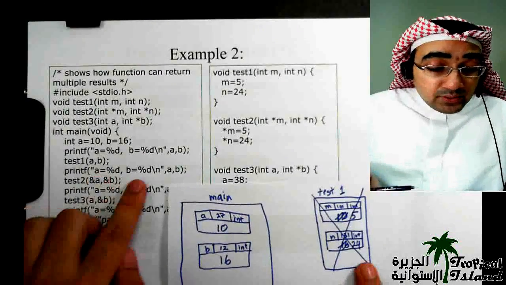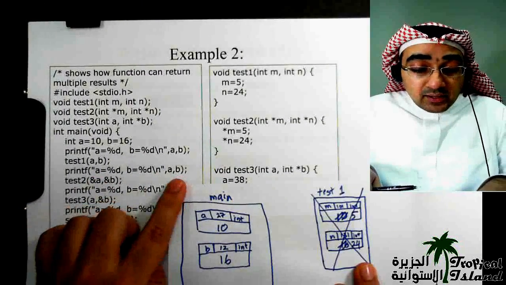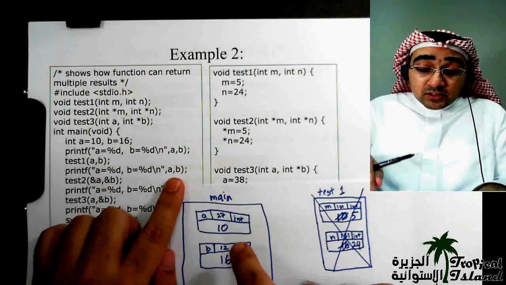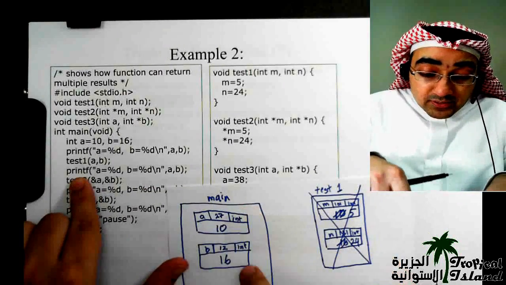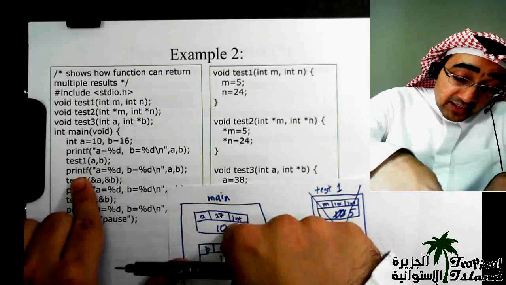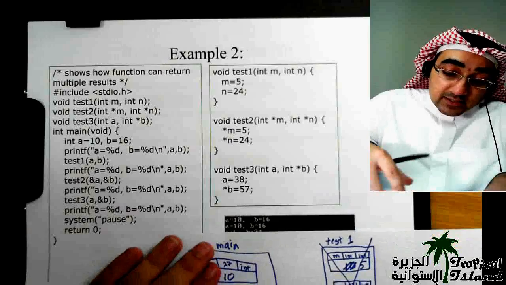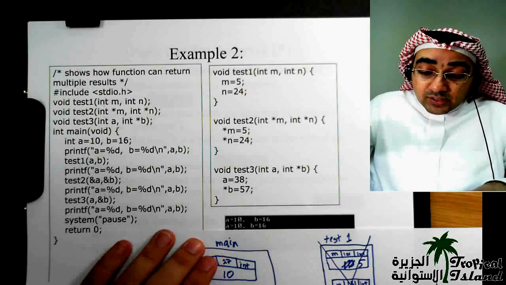Then you print a and b, and you give it the value of a and b. What's it going to print? It's going to go, this print is inside this main function, so it's going to go to the a that's in the main, and it's going to print 10 and 16. So this is the second output that you get, 10 and 16.